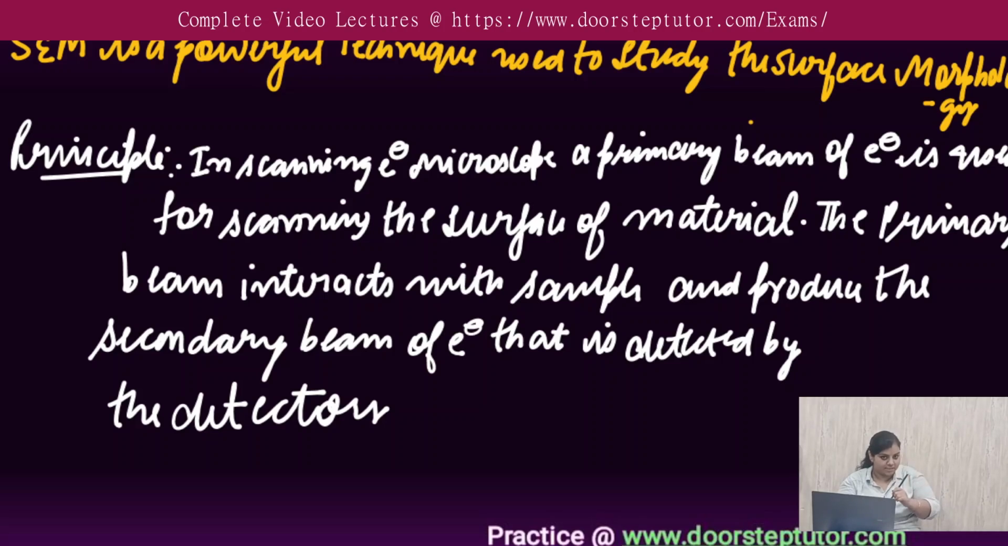So the beam that is striking will be the primary beam, and after striking over the sample surface, a new beam will be produced. That will be called the secondary beam of the electrons.